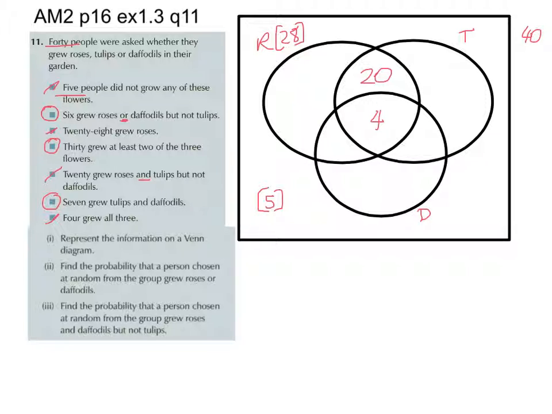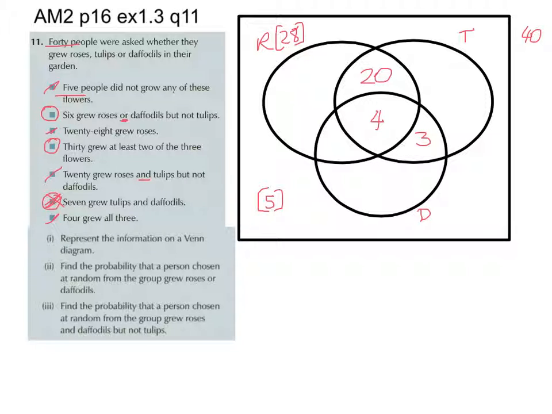There's one piece of information out of the 3 pieces we've got here that we can actually put back in. Now we've finished all the lists, we can actually go back to this one without any problems. 7 grew tulips and daffodils. We've got 4 in the centre, so we know this must be 3. So we can cross that off.